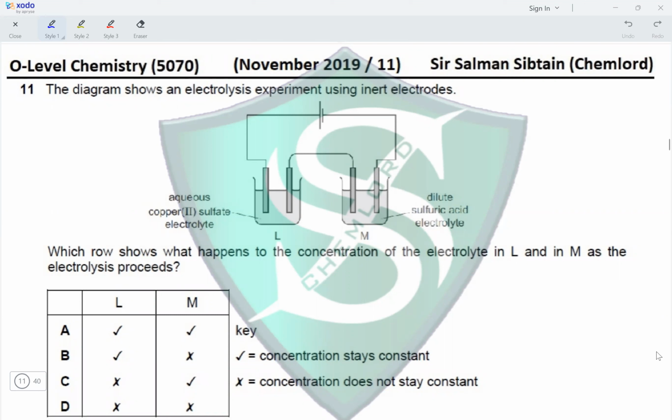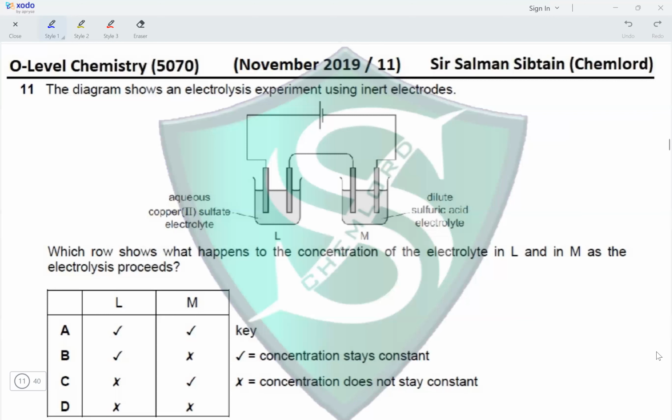Which row shows what happens to the concentration of the electrolyte in L and in M as the electrolysis proceeds? So a tick mark says concentration stays constant, and an X represents concentration does not stay constant. So when the electrolyte is used up, concentration does not remain constant for sure. In L, we would have copper ions depositing as copper metal. So the concentration would be decreasing.